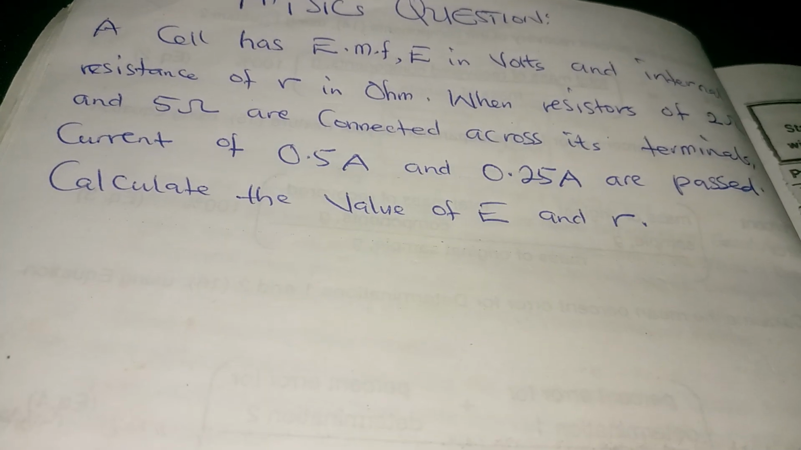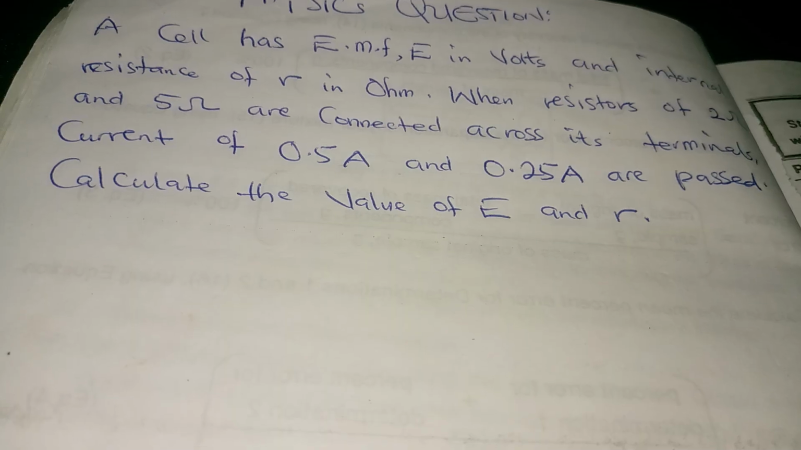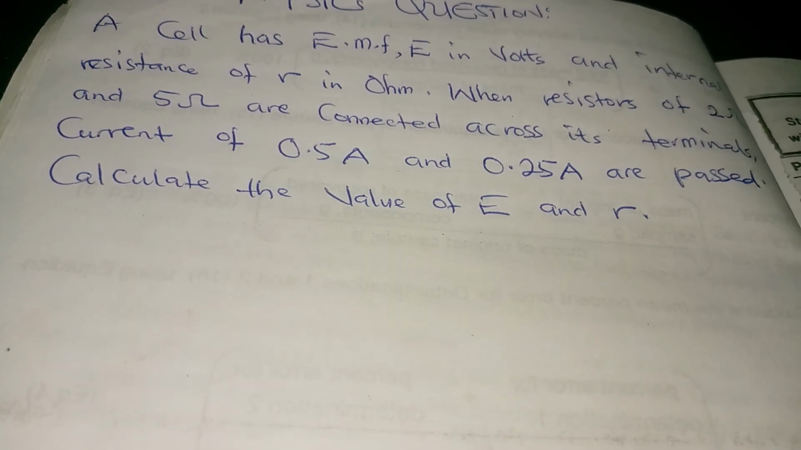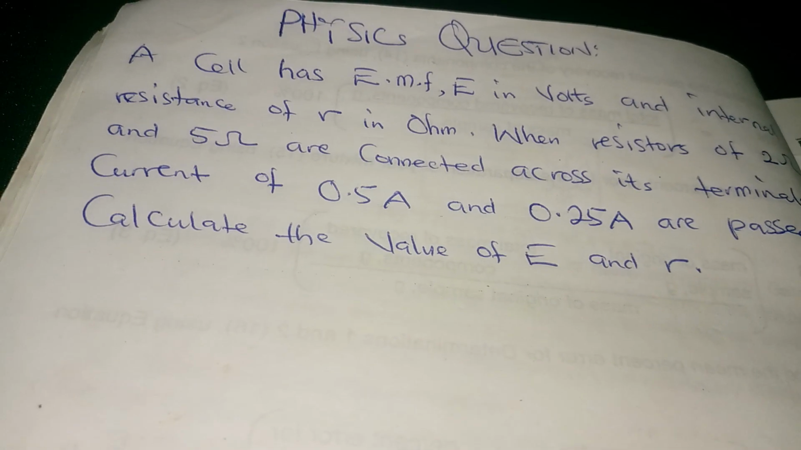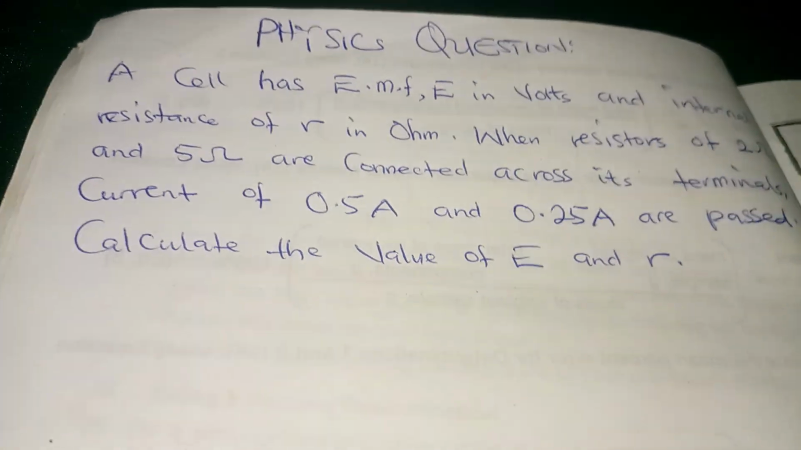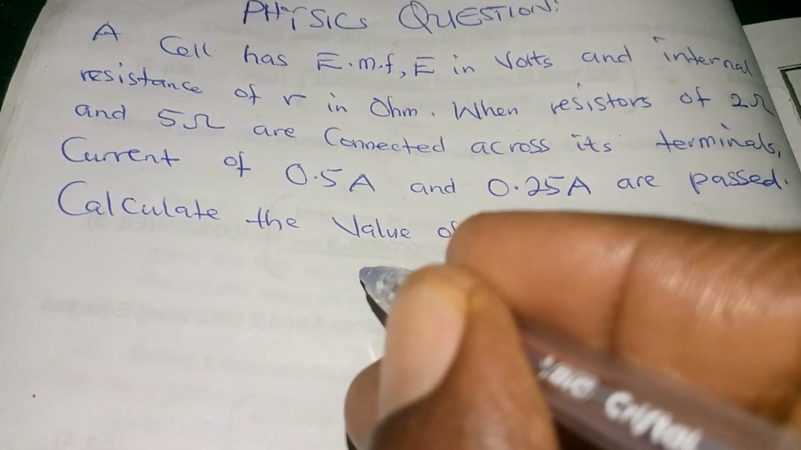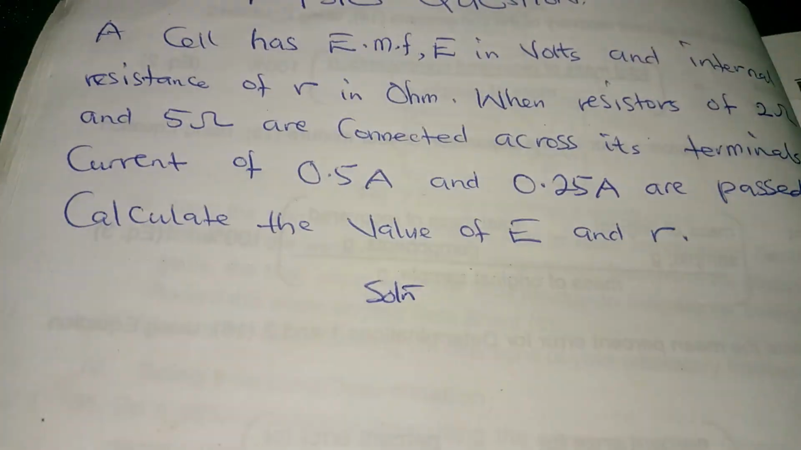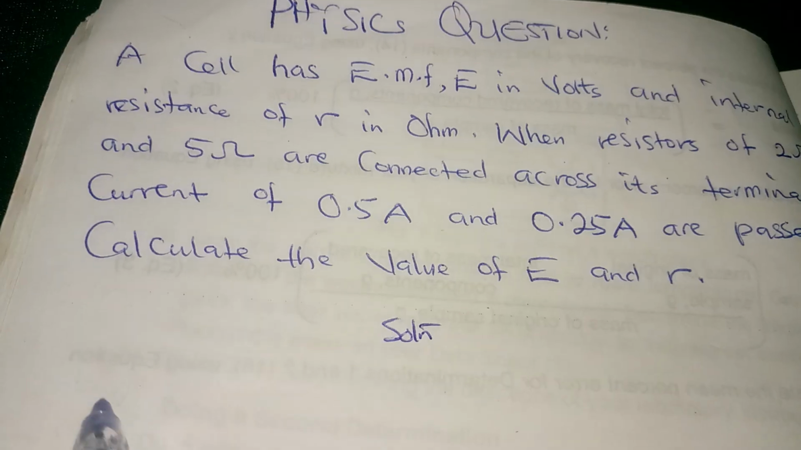Now, this E represents the electromotive force while the R represents the internal resistance. Whenever you see a question like this, the first thing you need to do is either interpret your question or draw a cell. We prefer you draw your cell. Okay, now let me draw my cell.